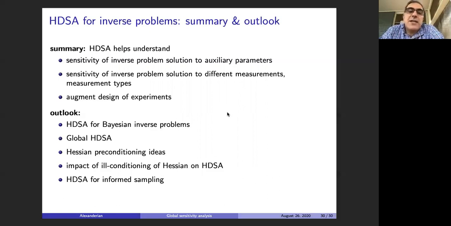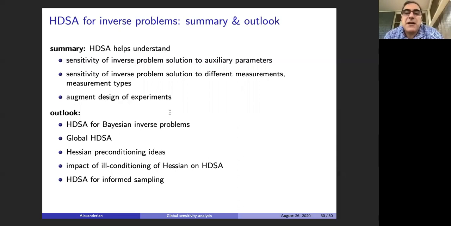So as such, this does augment design of experiments. You can identify important measurements by doing this type of sensitivity analysis. And I'll be happy to discuss more about that because I also do research on design of experiments for inverse problems. And what are some of the interesting things that we can discuss? Again, this is a talk on global sensitivity analysis, but I understand we have an inverse problem working group also, so this could breed some interest.